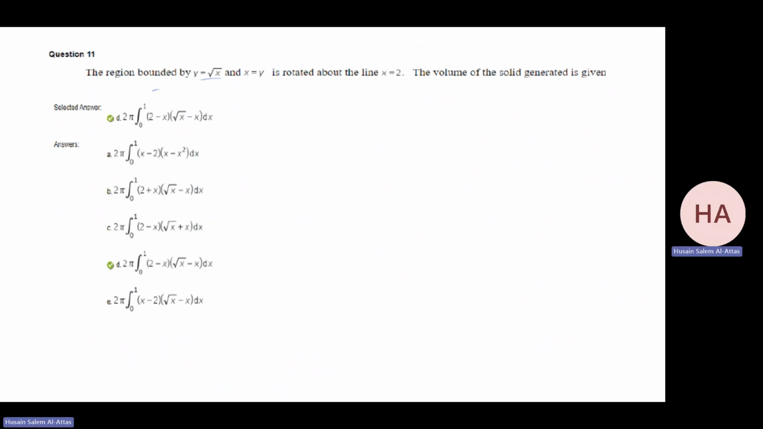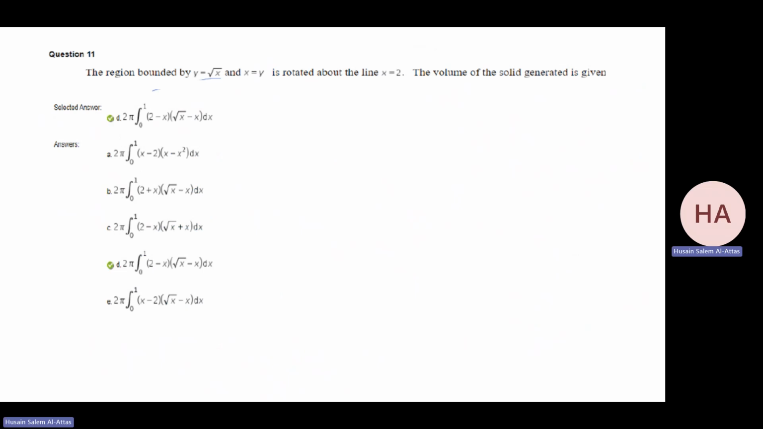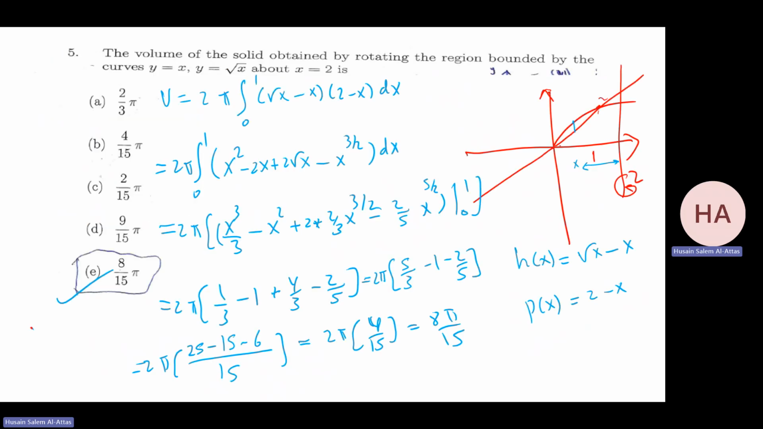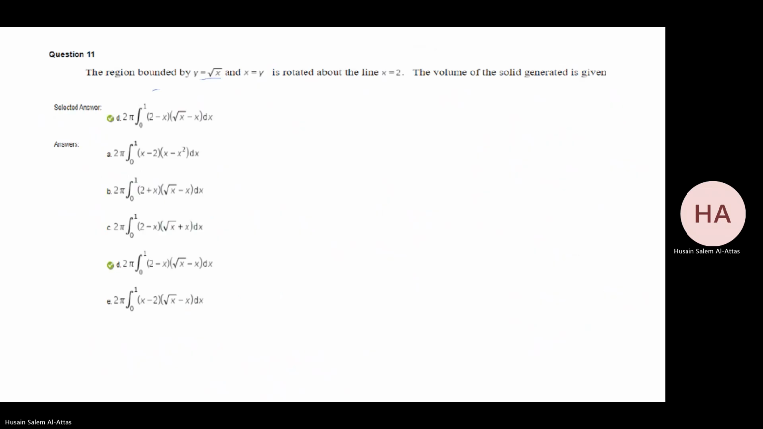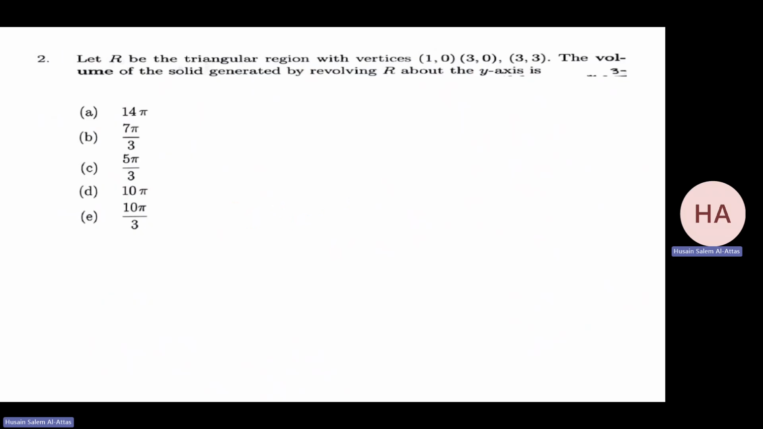The region bounded by this is rotated about the line x equal 2. It's the same question, but be careful. In the previous question, he wants just to construct the integral. In this one, he wants to do the calculation. So actually, I need this only, which is very clear, this one, which is D. I construct the integral. No need to do the calculation.